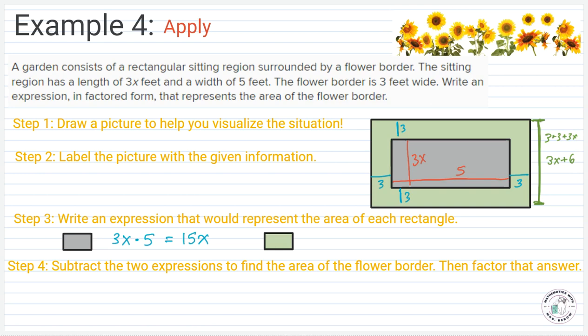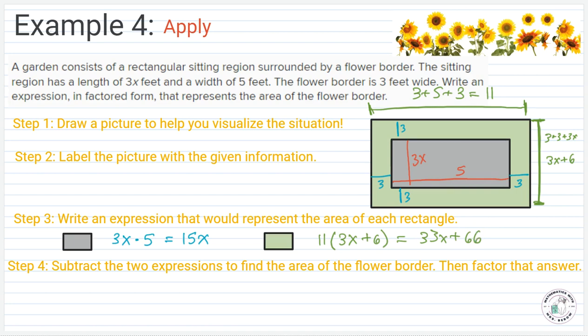And then going the other direction, this way across, taking a look at the values I have there, we have a 3, a 5, and a 3. Again, going all the way across this direction now on this image, 3 plus 5 plus 3 is going to be 11. So to find the area of the green space, if we ignored the gray that's in there, you're going to be doing 11 times this quantity of 3x plus 6. Distributing, you'd have 33x plus 66.